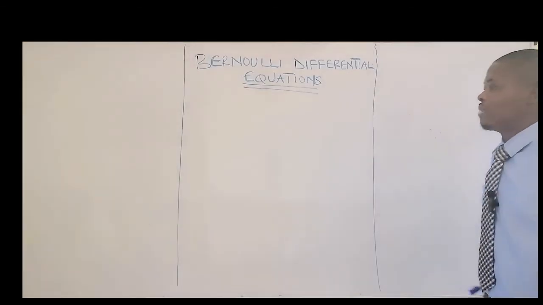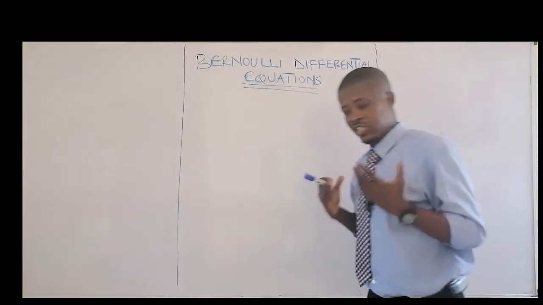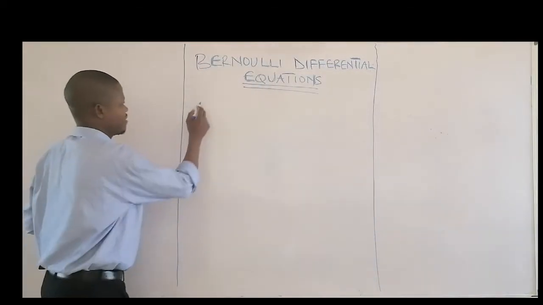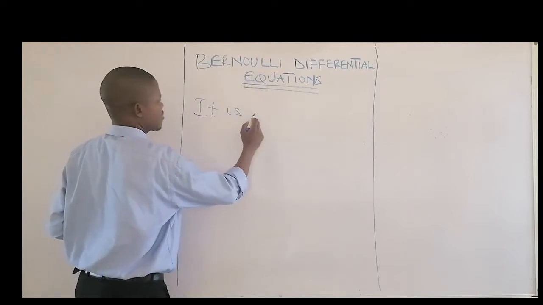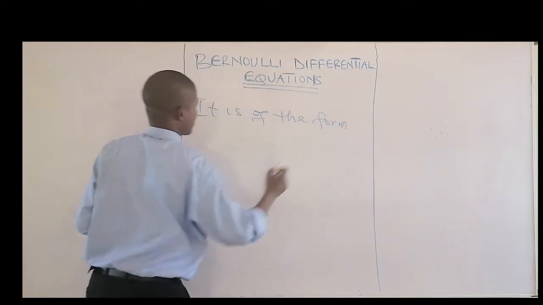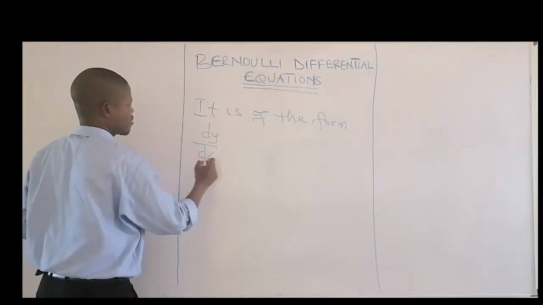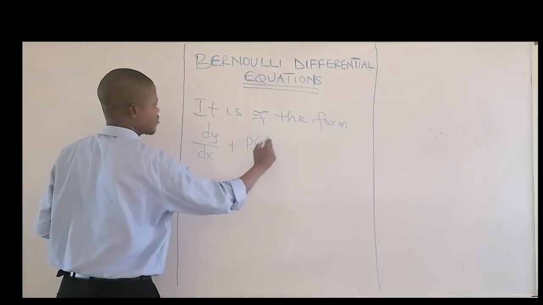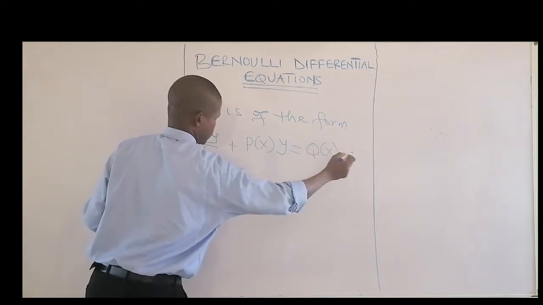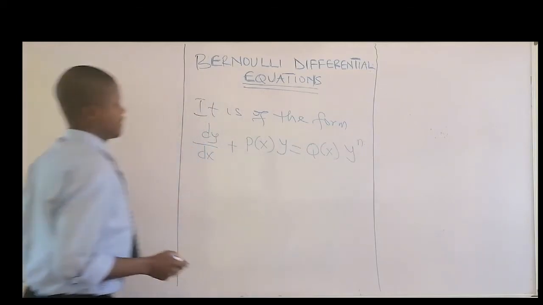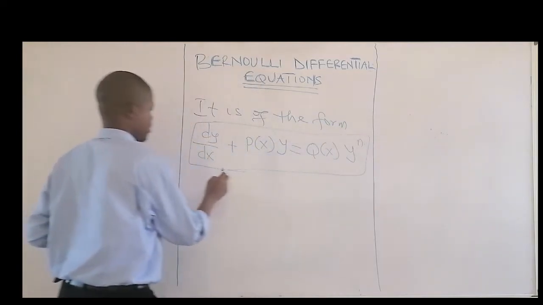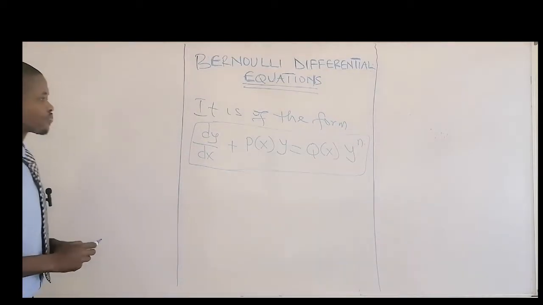Yeah, we're looking at the Bernoulli differential equation. And the Bernoulli differential equation is of this form: dy/dx plus p of x times y equals q of x times y to the n. Okay, so that's the form of the Bernoulli equation. This is a first order differential equation.